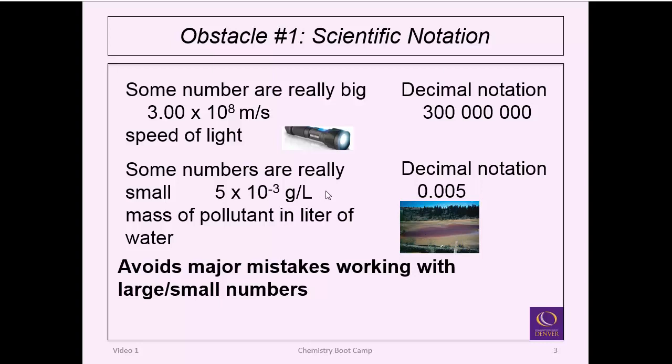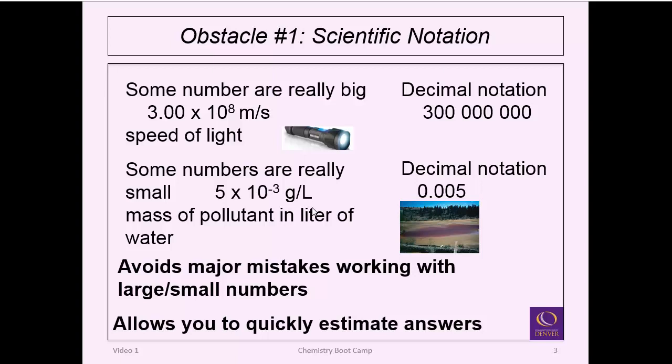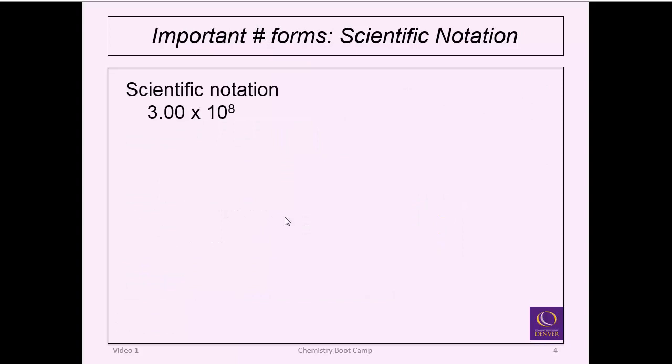So really the design of scientific notation is that you work with very large and very small numbers. This avoids having problems, and it also allows you to quickly estimate your answers, and I'll explain that a little later. So let's talk about how you get to scientific notation. What does 3 times 10 to the 8th mean?